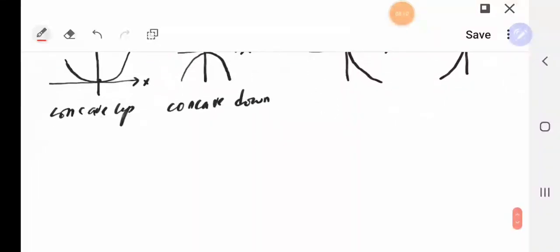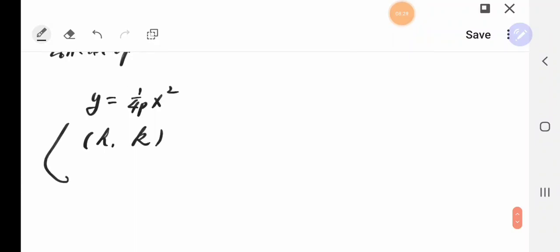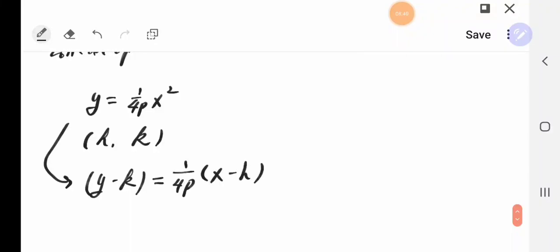Okay, and also the shift. When we shift the graph of y equals 1 over 4p x squared, what you have to do is, let's say shift h units horizontally and k units vertically, then the new function will be y minus k. Always replace y with y minus k, and then x with x minus h.